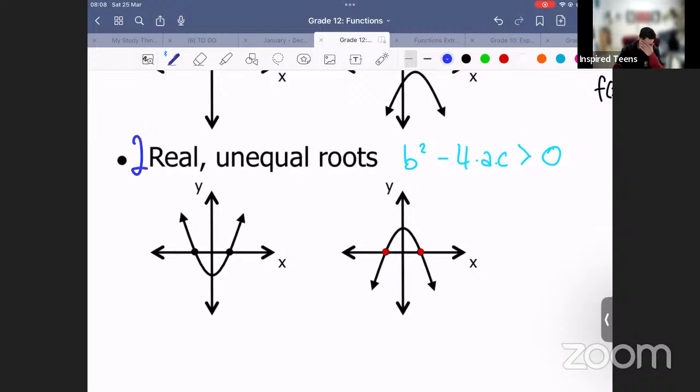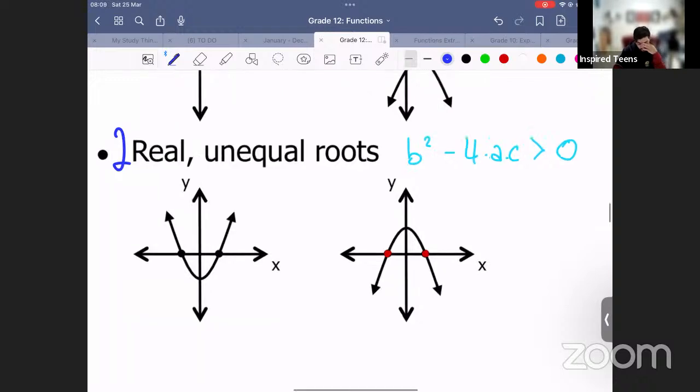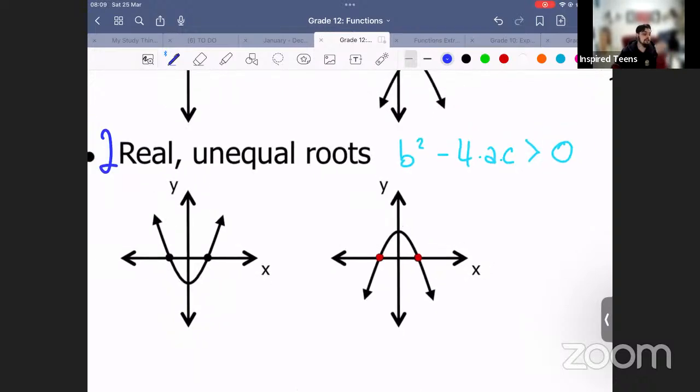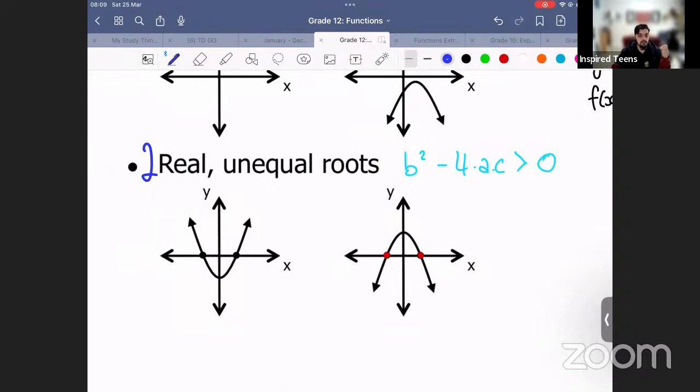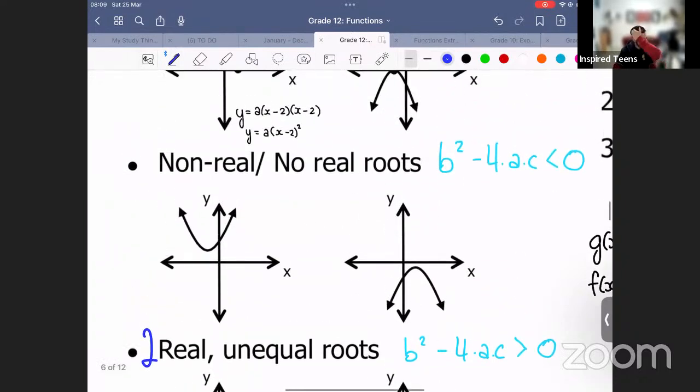Okay, two real unequal roots, two intercepts. So when we have two intercepts, your graph would look something like this, and your discriminant is greater than 0. b squared minus 4ac is greater than 0. And what happens if there are no real roots? That's when the graph doesn't touch the x-axis at all. In that case, b squared minus 4ac is less than 0.